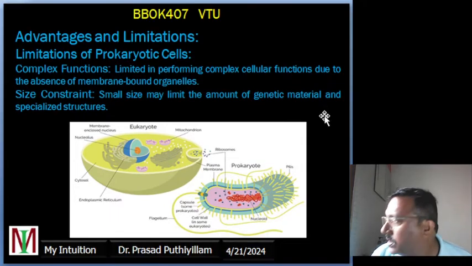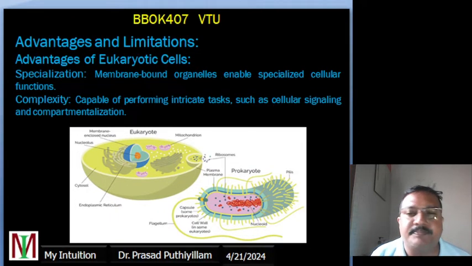Now we'll move on to the eukaryotic cell, the bigger one. Advantages like specialization. The organelles have specialized tasks, which lead to increased efficiency and complexity of the cellular function. And they can perform intricate processes like internal communication, protein synthesis, compartmentalization. They have wider capabilities, the eukaryotic cells.